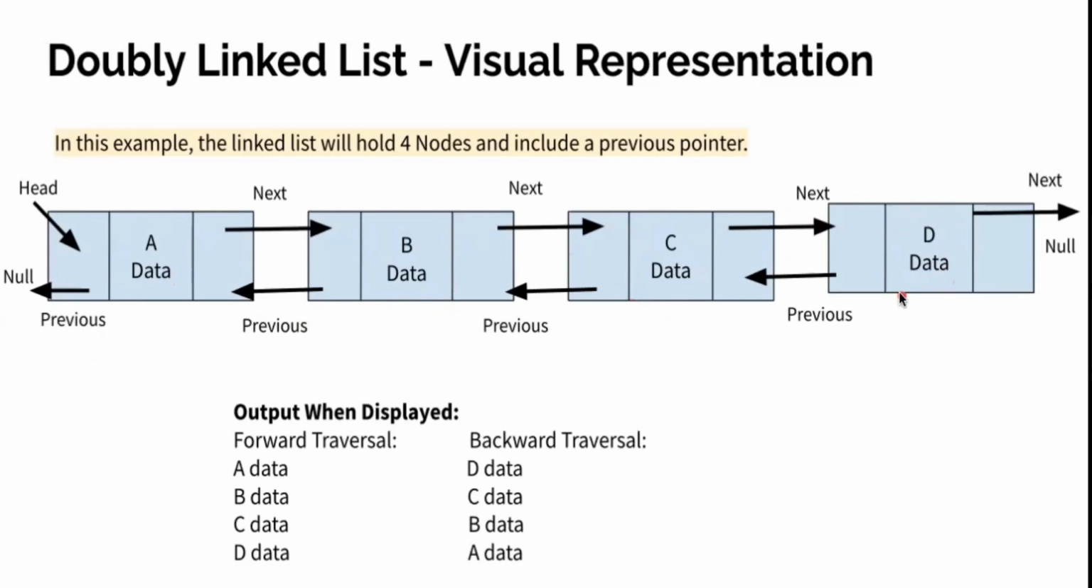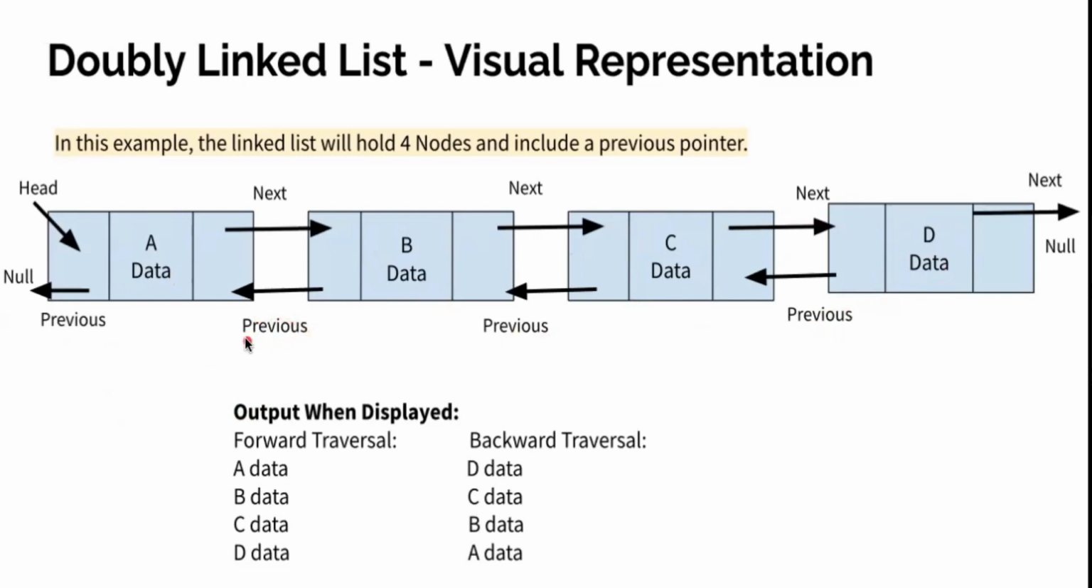Now, right off the bat, you can recognize that this linked list looks a little bit different than a singly linked list. It has a previous pointer. That is the main difference between the two. The previous pointer refers to the previous node.